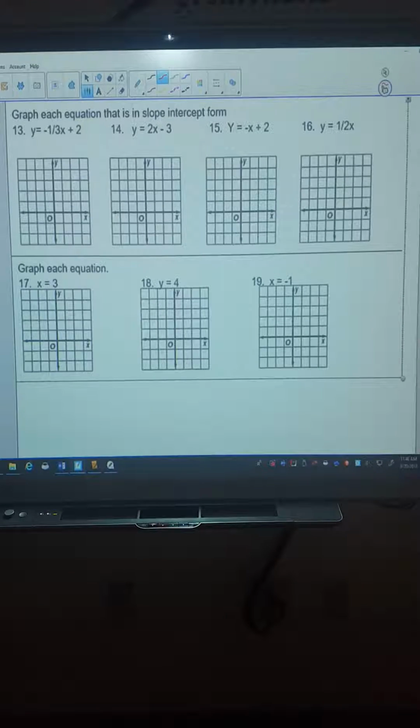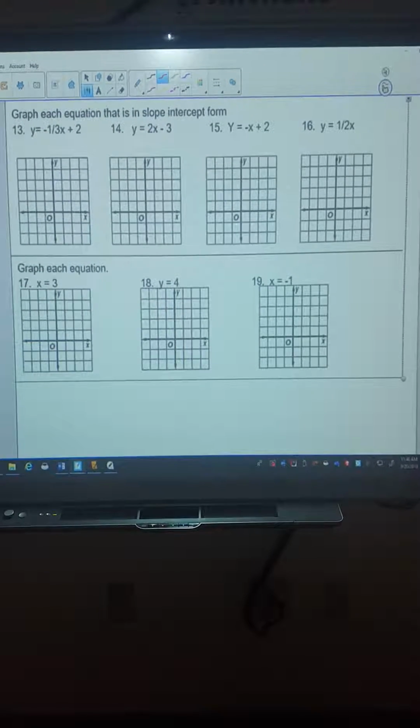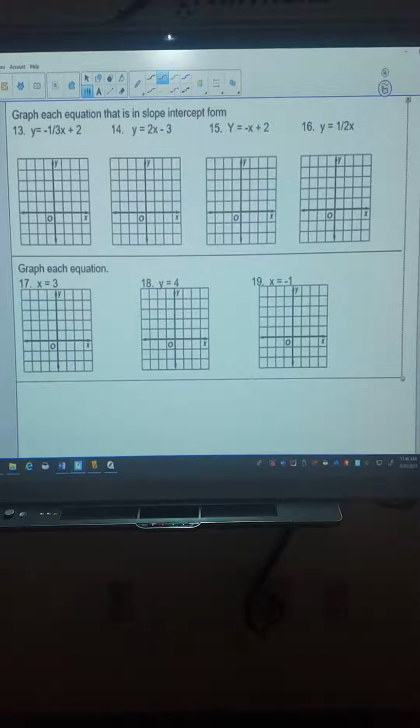Now, the second objective for the test is being able to graph. And there's three different types really we're going to graph in: slope-intercept form, horizontal and vertical, and our standard form. So let's start with this slope-intercept first.